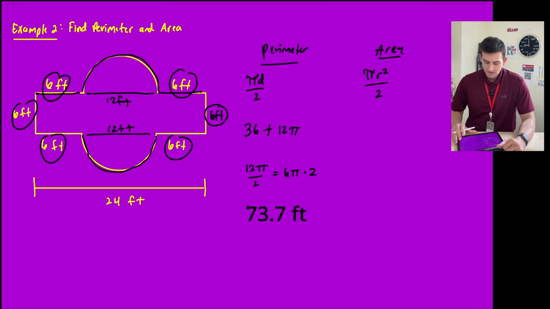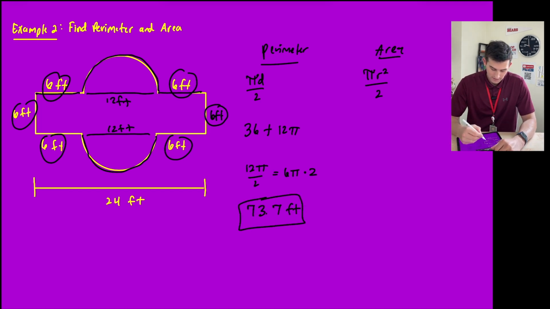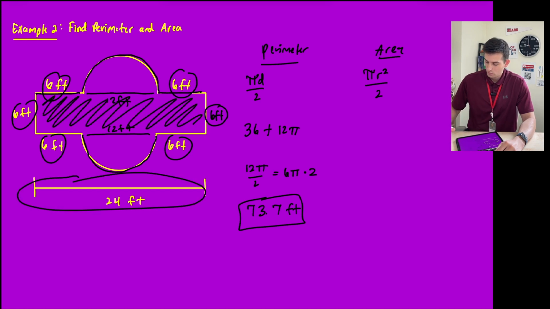Okay. All right, now for our area. Okay, for area, we have this rectangle right here, and we have 2 semicircles here. Okay, so let's focus on the rectangle first. Well, a rectangle we see is 24 feet in length and 6 feet in width. So if we do 24 times 6, that's going to give us 144. And now we just need to find the area of our 2 semicircles.